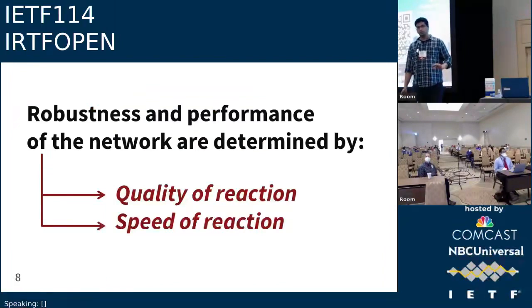So fundamentally, the conclusion here is that the robustness and performance of your network are going to be determined by the quality of your reaction and the speed of your reaction. So in the machine learning worldview, the quality of the reaction is going to be determined by your training data. So how much do you have? What kind of cases does it cover? How well is it cleaned? But also your speed of reaction. So in the case of the anomaly detection, you want to act on a malicious packet the moment you see it. You don't want to have to go to the control plane and come back and install any sort of flow rules. And this is essentially the per packet operation in the data plane.